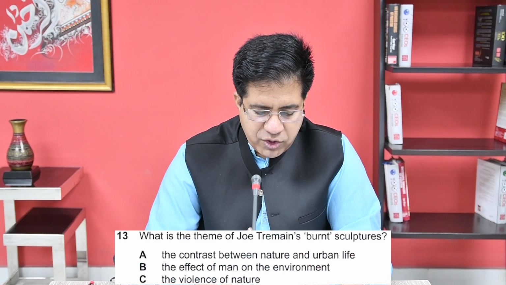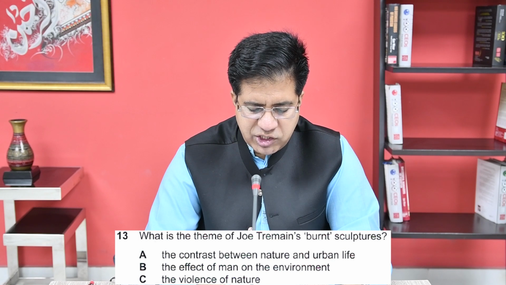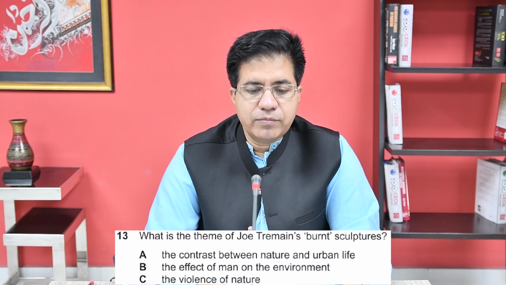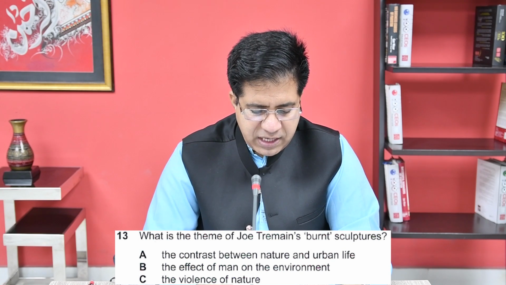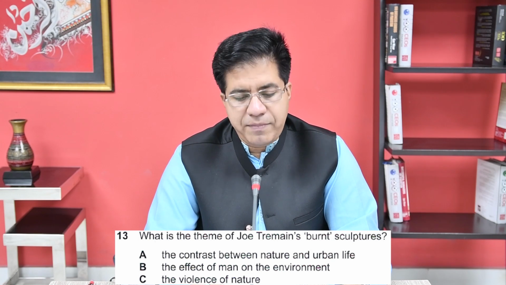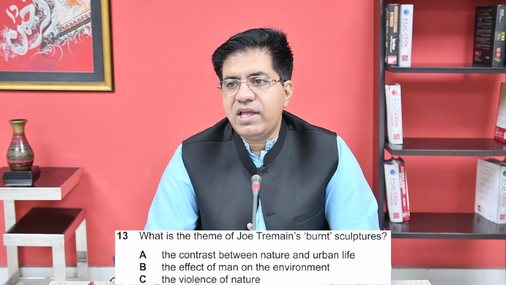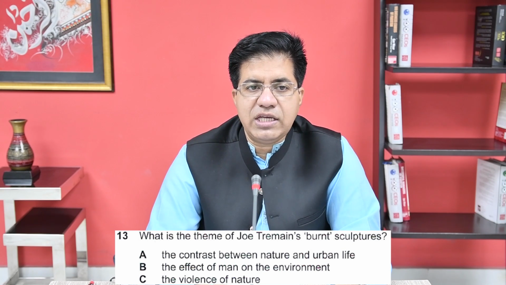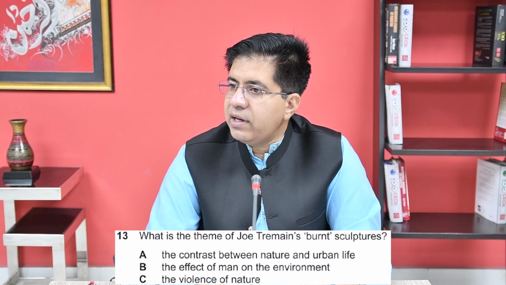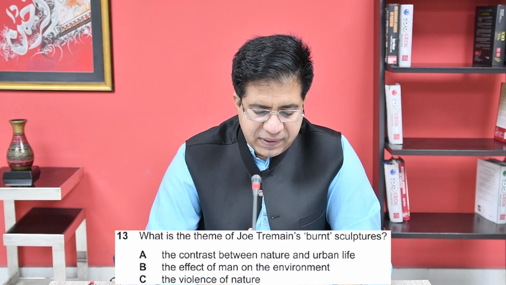Option A, contrast between nature and urban life. Just underline contrast, nature, urban life. Option B, effect of man on the environment. Effect of man on environment. Option C, violence of nature. For violence, they can use any word, ferocity, cruelty, cruel, and all that. So let's see, what is the theme of Joe Tremaine's burnt sculpture?